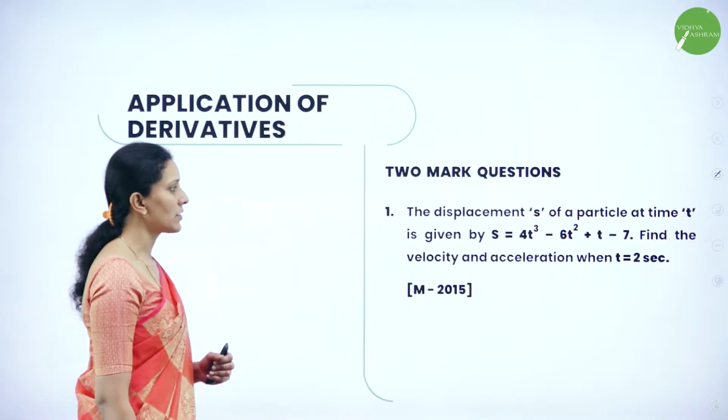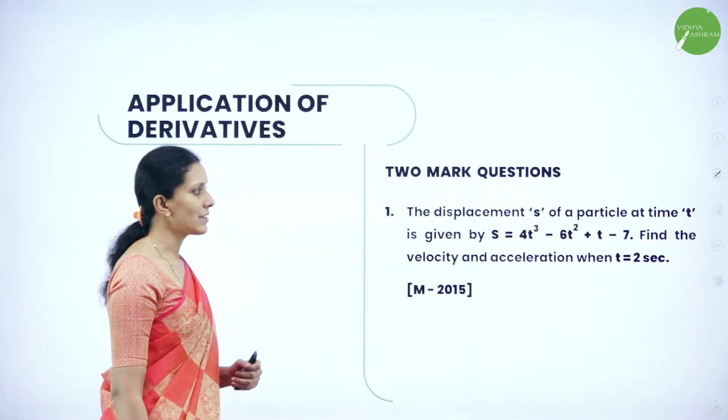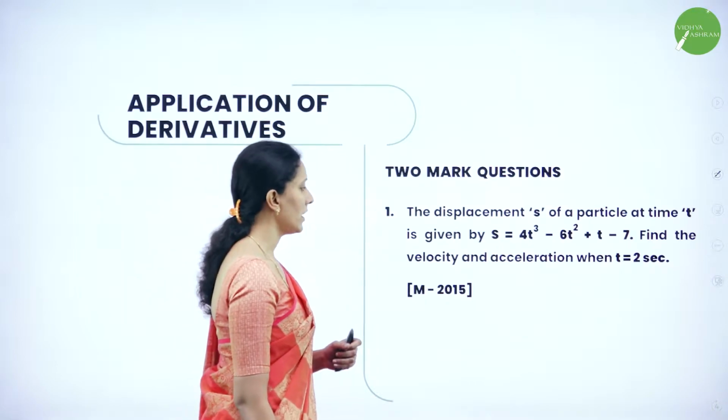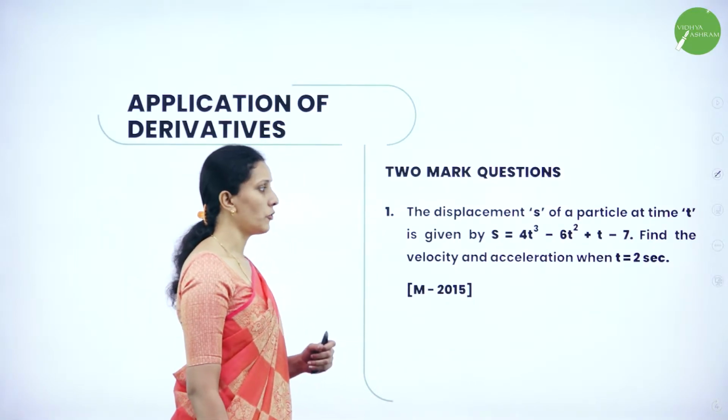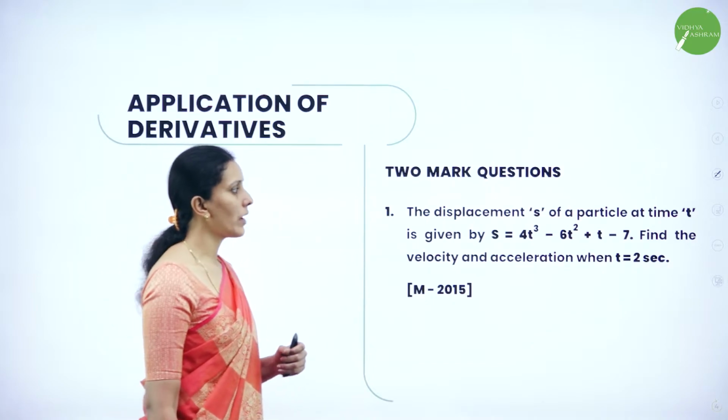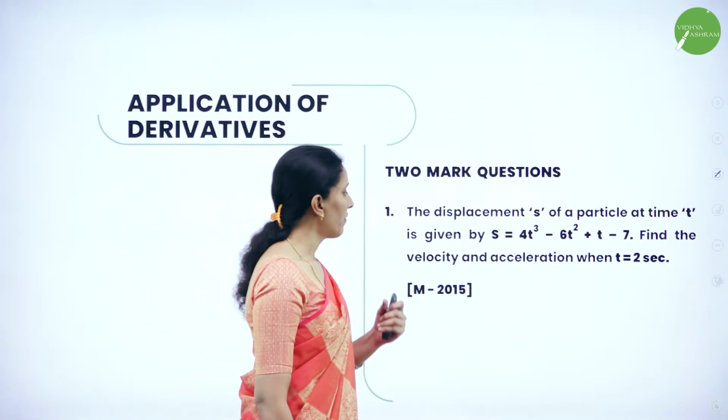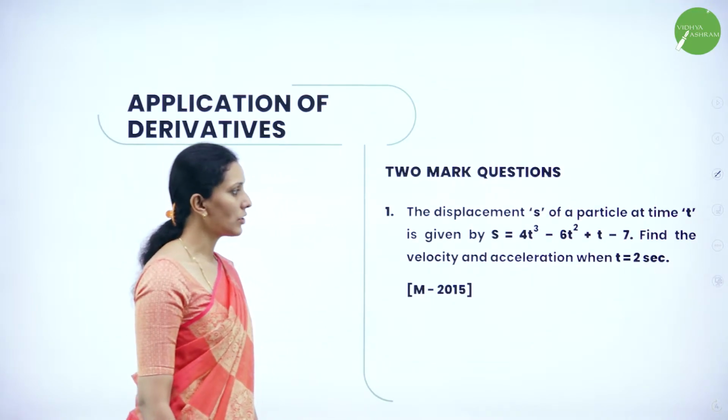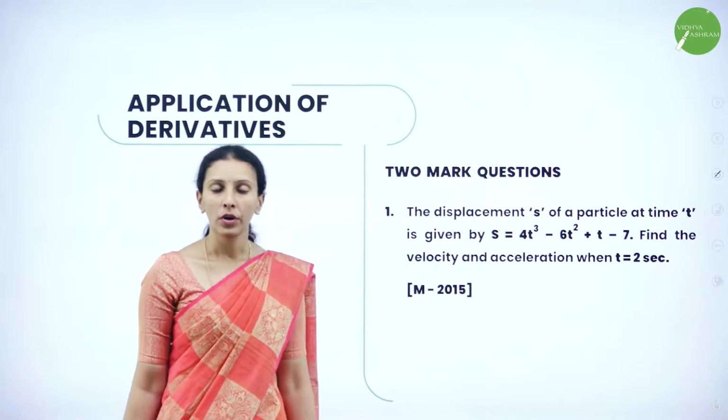So here is our first question. The displacement S of a particle at a time t is given by S is equal to 4t cubed minus 6t square plus t minus 7. Find the velocity and acceleration when t is equal to 2 seconds.